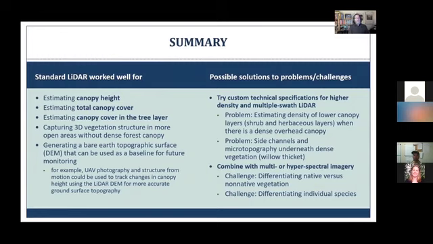And then on the right-hand side, we have a couple of possible solutions to the challenges we faced. As I mentioned, one is trying to develop custom technical specifications for higher density and maybe multiple swath and multiple angle LiDAR to solve some of those problem areas.